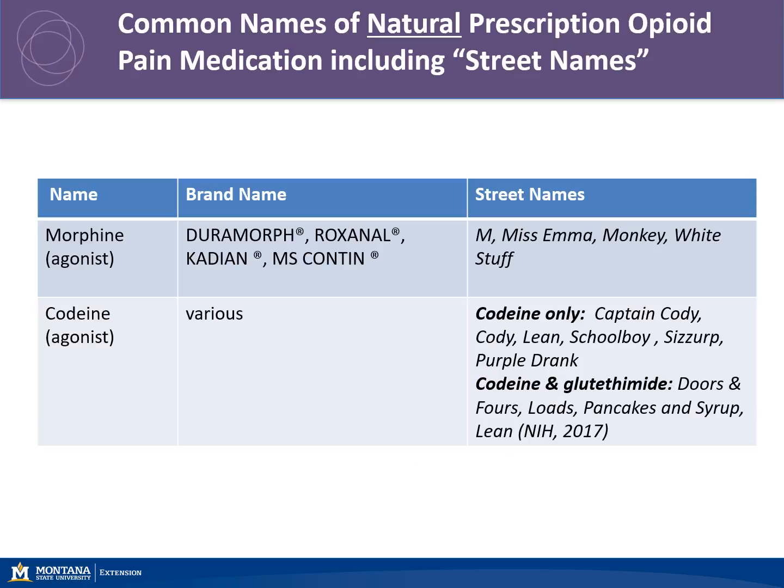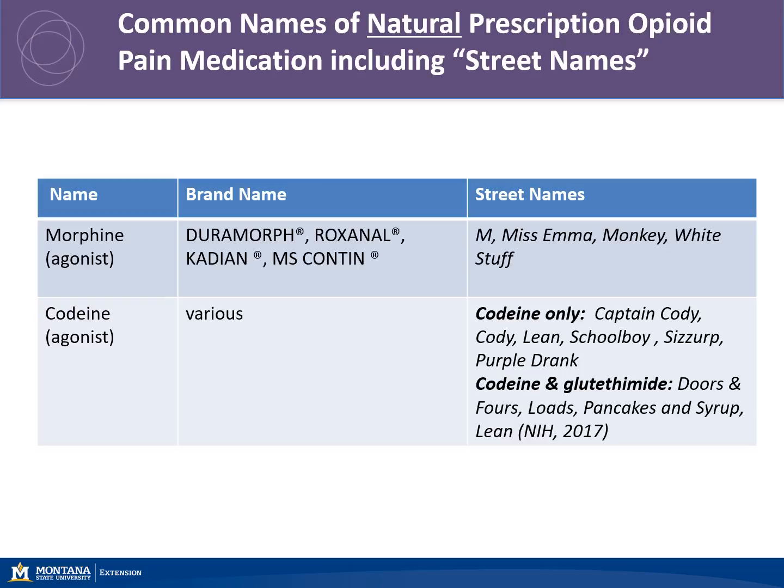This slide provides a list of the natural prescription opioid pain medications. These include morphine and codeine. If you recall, heroin is also a natural opioid, but because it is an illegal substance, it is not included in this table. You will notice under the name column, both of these medications are considered agonists and work to activate the body's receptors, triggering that euphoric high.